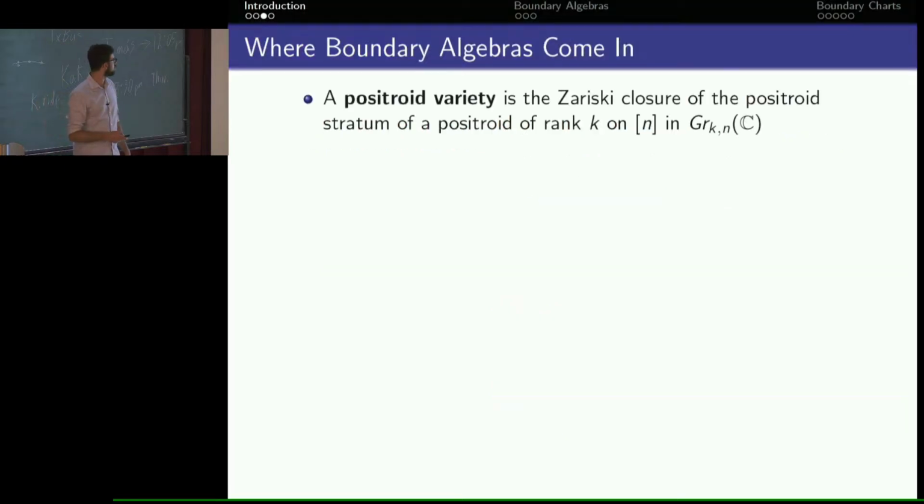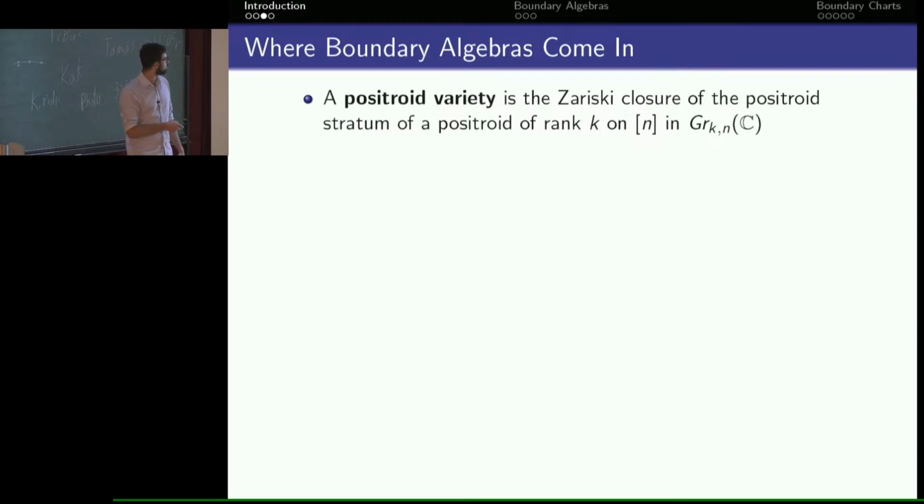Okay, so where do the boundary algebras come in? That's the thing in the title of the talk. So these come in from studying certain algebraic structures. And it all starts from positroid varieties. So a positroid variety is the Zariski closure of the positroid stratum of some positroid of rank k on n elements in the Grassmannian of k-planes in R^n.